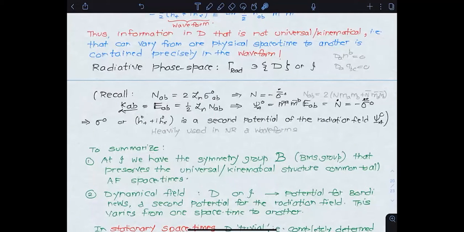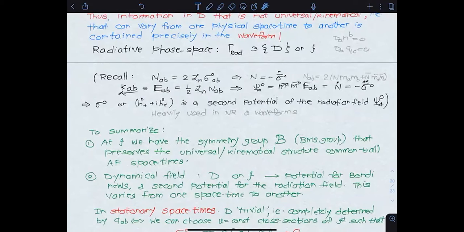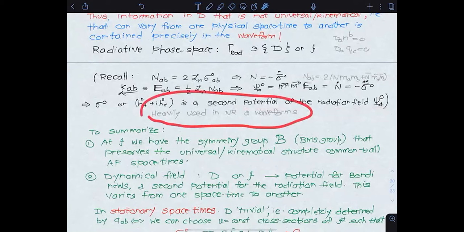And therefore, if I plug into it M bar A, M bar B, I get here a psi 4 naught. And therefore, psi 4 naught is a time derivative of News, or a second time derivative of the shear or the waveform. So shear is the same as the waveform, as we just saw up here. So therefore, shear of the waveform is a second potential for the radiation field. And this fact is heavily used in numerical relativity and the waveforms.